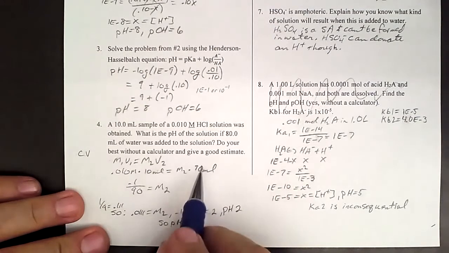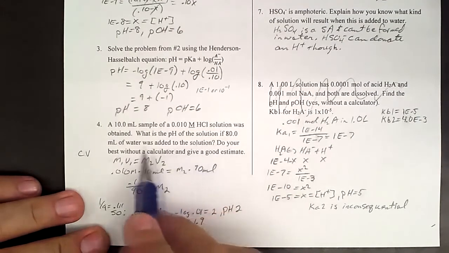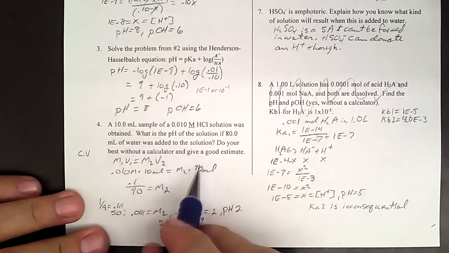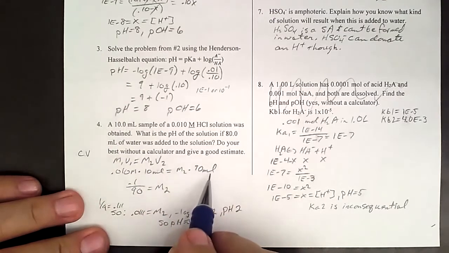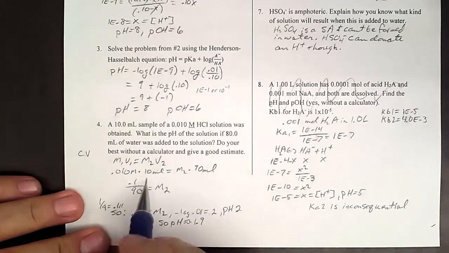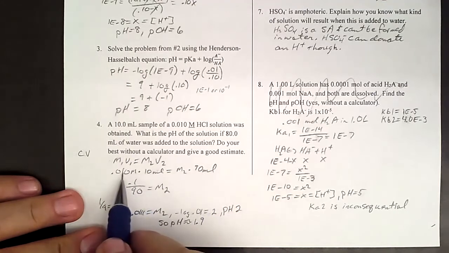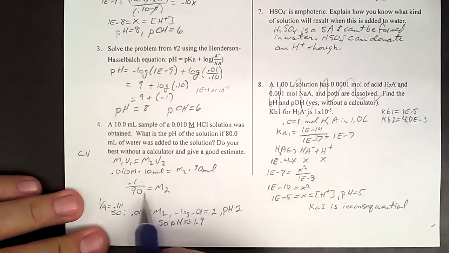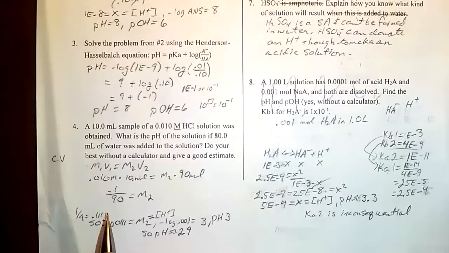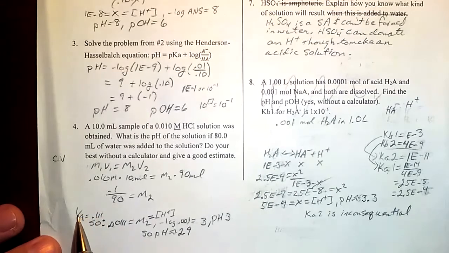Now, there's the trick, the most common mistake, because kids will put 80 milliliters. 80 milliliters was added to 10 milliliters, so the new volume is 90 milliliters. So when I multiply this by 10, this becomes 0.1, and I divide by 90. Of course, the milliliters cancels out, and this will be M2. Now, you might remember that fooling around with the calculator shows that 1 over 9 is 0.1 repeating forever.